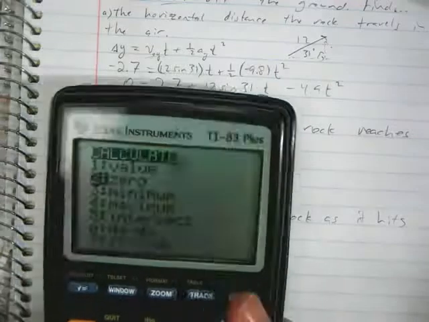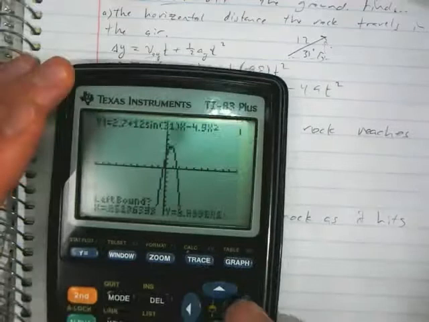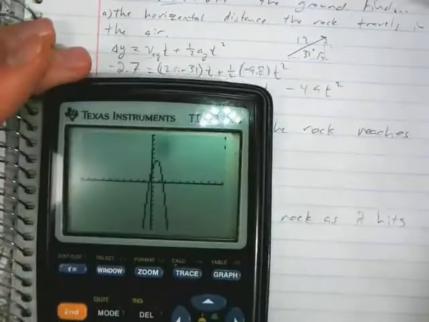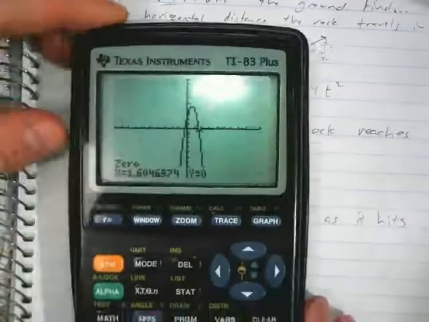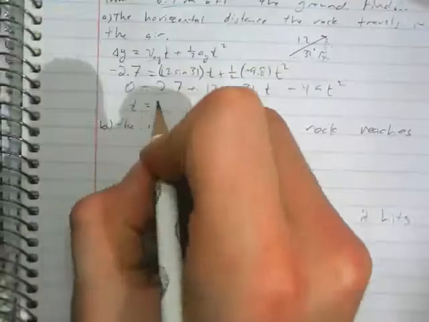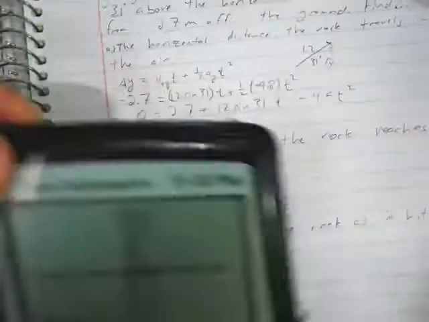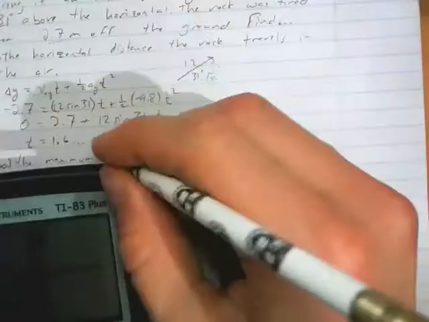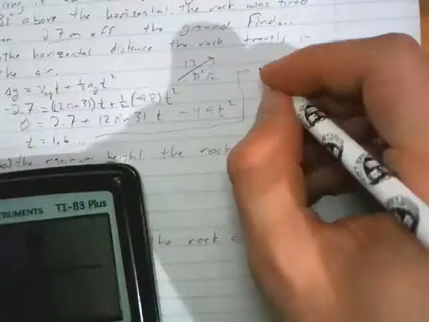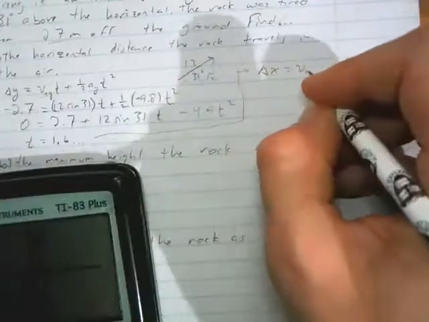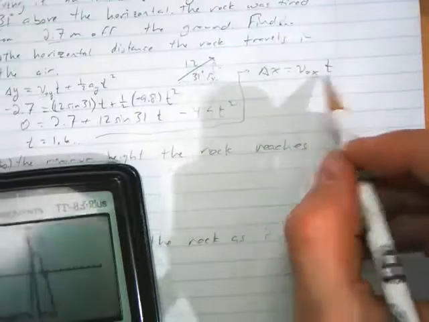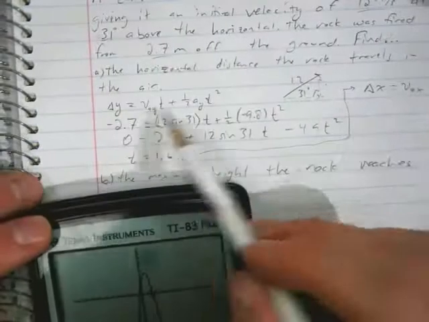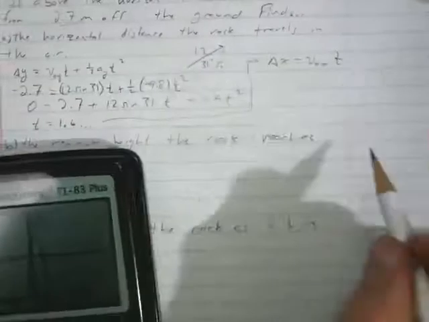Calc 0, left bound, right bound, guess, whatever. And we see that the time is 1.6. And then in order to find the horizontal distance our object travels, we're going to plug that into our time-dependent equation in the x direction. In the x direction, remember the acceleration is 0, so the time-dependent equation just becomes velocity times time.